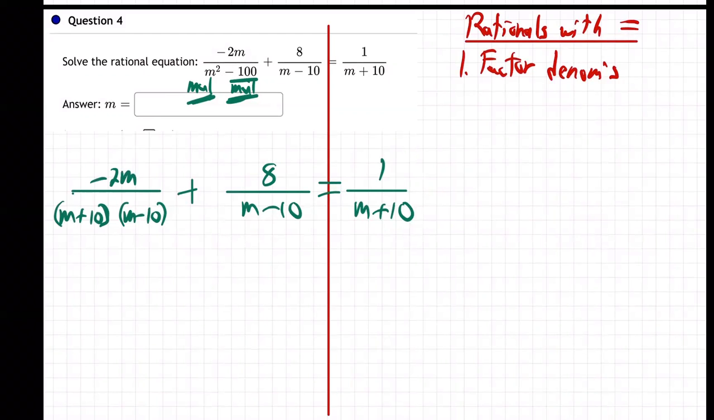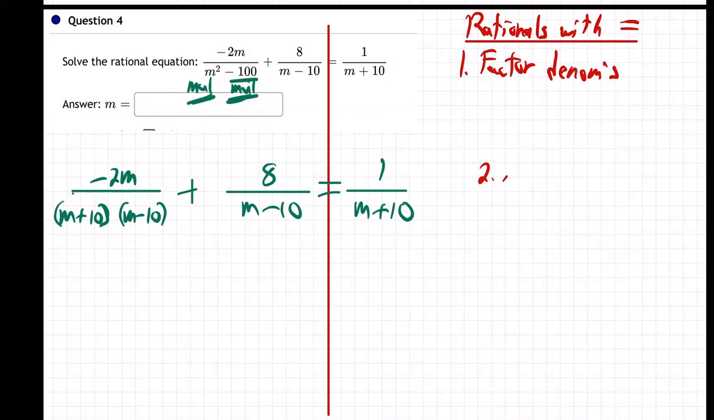Is that good so far? So that's step number one, factor that denominator. So right here, m squared minus 100, we've done that before. Multiply, m times m is m squared, and positive 10 times negative 10 is negative 100. Okay, now we're going to multiply through. We're on step number 2.